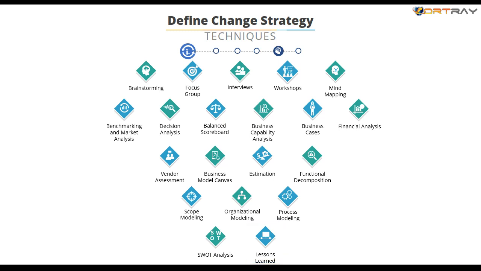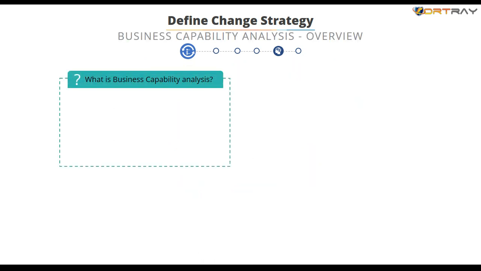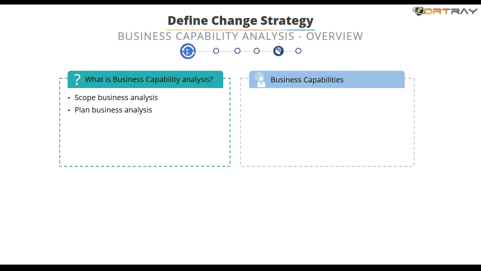Now, let's discuss the three techniques: business capability analysis, business cases, and financial analysis in detail. Business capability analysis is analyzing organizations' business capabilities for scoping and planning of business analysis work, aligning with strategy. A business capability defines what a business does at its core. Business capabilities are the building blocks of any business. They represent stable business functions.